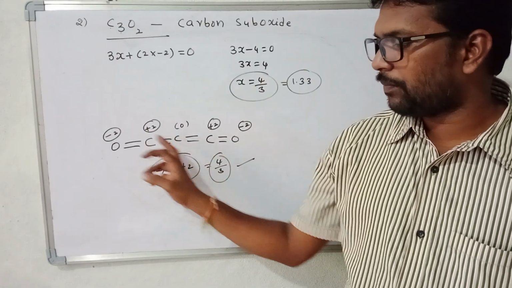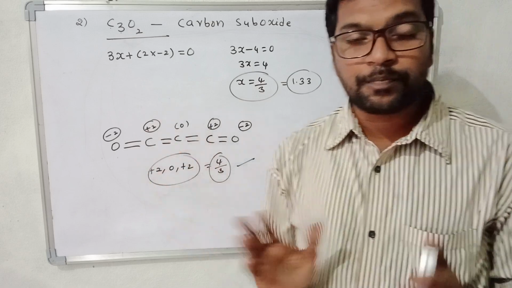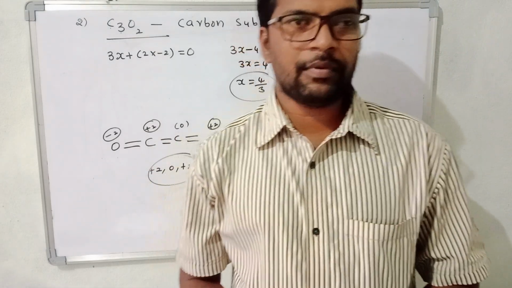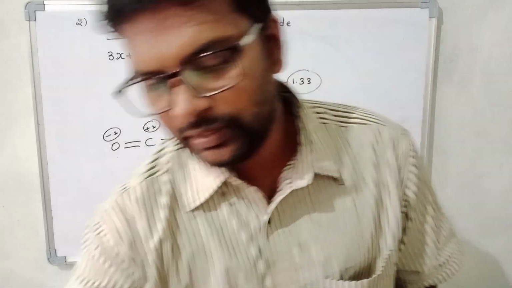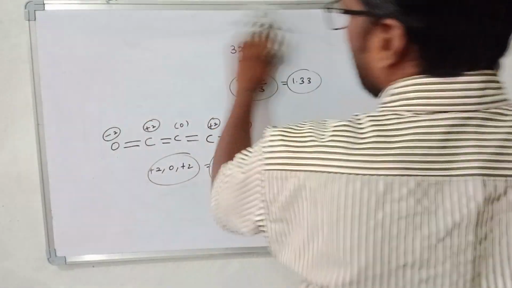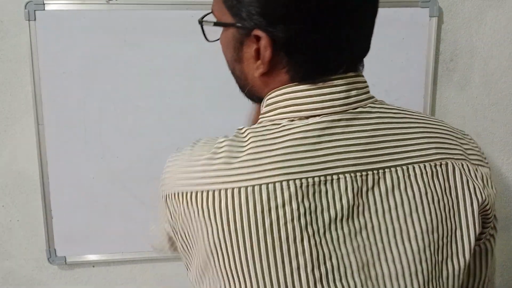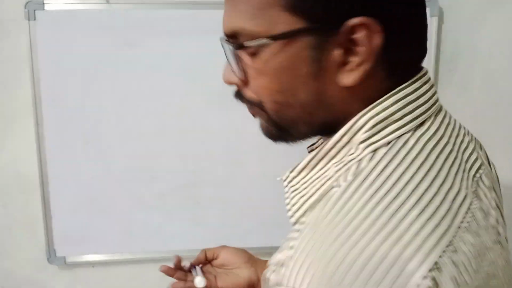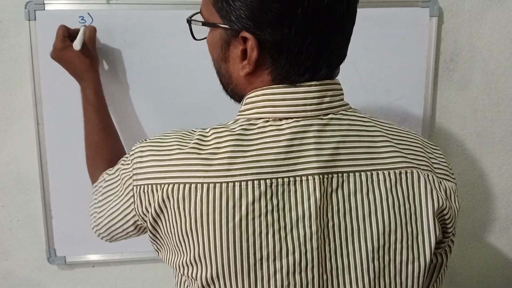The terminal carbons have +2, +2, and the carbon present in the middle has an oxidation state of 0. Okay, right, that is the second example. Now we take another example, the third one.